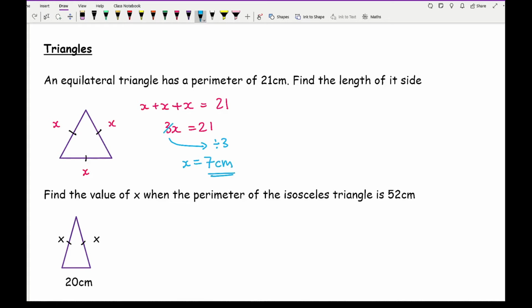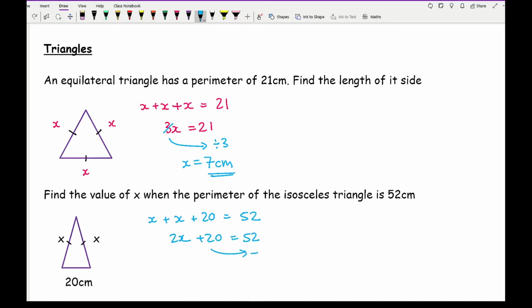In this next question it says find the value of x when the perimeter of the isosceles triangle is 52. So again I'm going to add up the three sides. So I've got x plus x plus 20 equals 52. I simplify the left hand side, so I get 2x plus 20 equals 52.